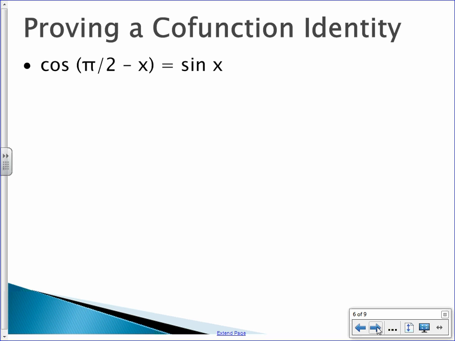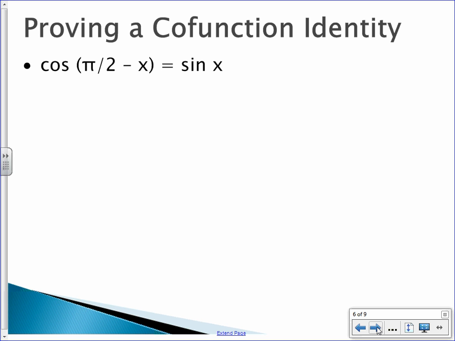Okay? We're going to verify this identity. This is called a cofunction identity. We didn't learn about cofunctions. Sine and cosine are cofunctions because their graphs look the same. They're just shifted a little bit of each other. But all we need to worry about is being able to apply this formula, or to verify this identity.